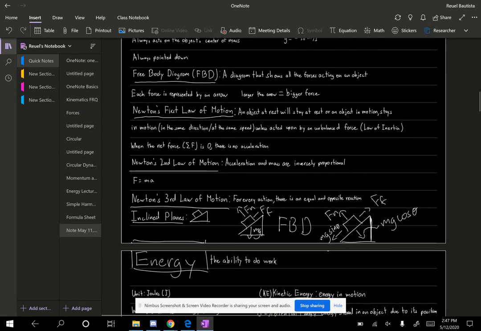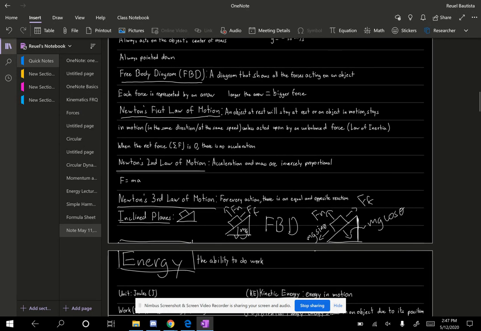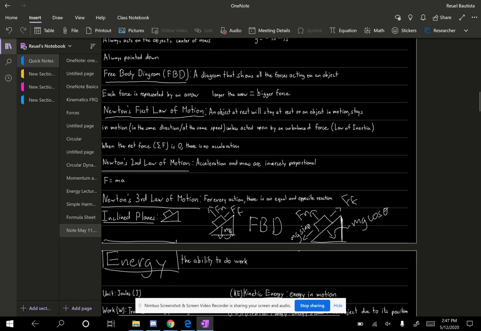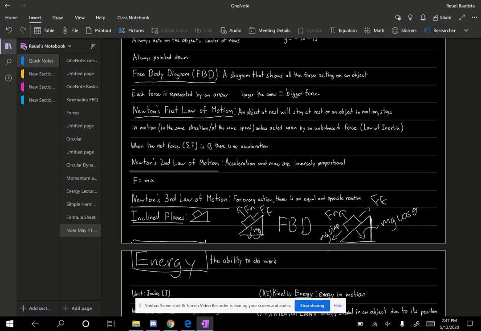Next is the free body diagram. So the free body diagram is a diagram that shows all of the forces that are acting on the object. So when they tell you to draw a free body diagram, let's say they're asking you to draw the free body diagram of an object on a ramp, well, you're gonna write down all of the forces applied to it. You're gonna write down gravity because it's always pointed down. You're gonna apply normal force because it's perpendicular to the surface. Let's say it's being slid down, so you know there's going to be a force of friction. And this is the free body diagram, right?